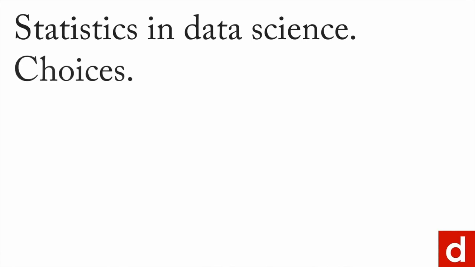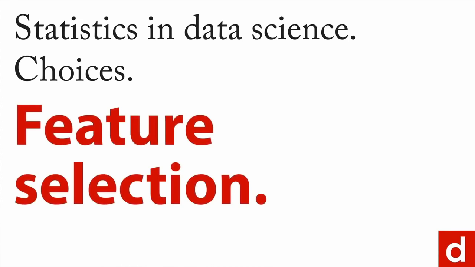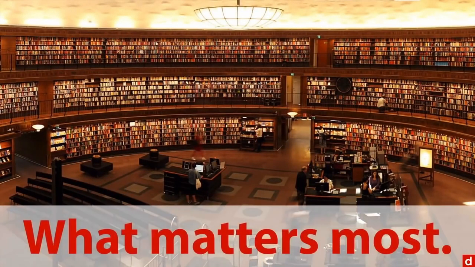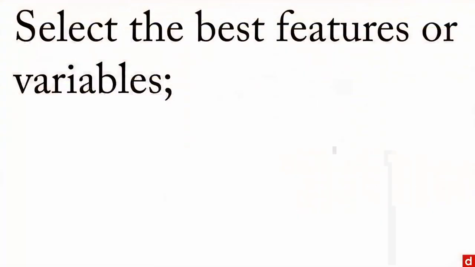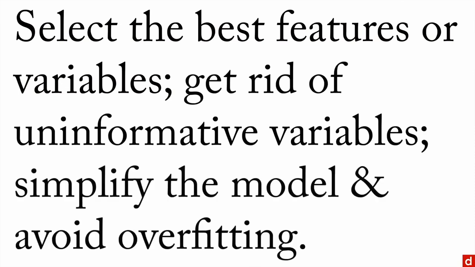Statistics and data science offers a lot of different choices. One of the most important is going to be feature selection, or the choice of variables to include in your model. It's sort of like confronting this enormous range of information and trying to choose what matters most, trying to get the needle out of the haystack. The goal of feature selection is to select the best features or variables and get rid of uninformative and noisy variables, and simplify the statistical model that you're creating, because that helps avoid overfitting, or getting a model that works too well with the current data and works less well with other data.